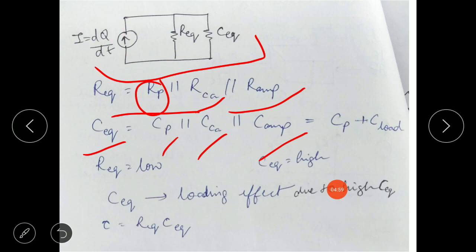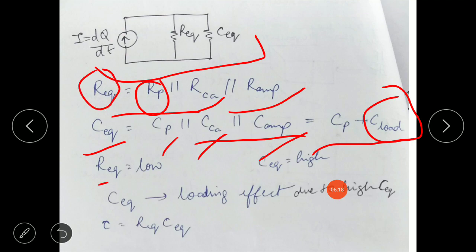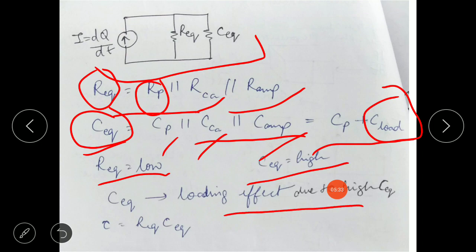So as we know, when capacitances are connected in parallel, they add up, that is Cp plus Ca plus Cm. So Ca plus Cm we have represented by C load. So all total we can write Cp plus C load. When resistances are connected in parallel, the equivalent resistance value gets reduced, whereas when capacitances are in parallel, they add up and the equivalent capacitance value gets high. And because of this high value of capacitance, there is loading effect.